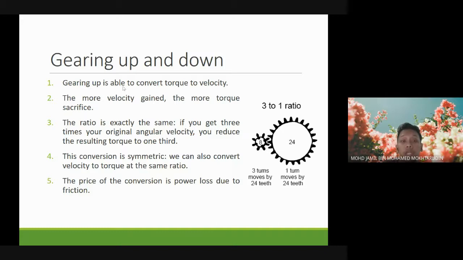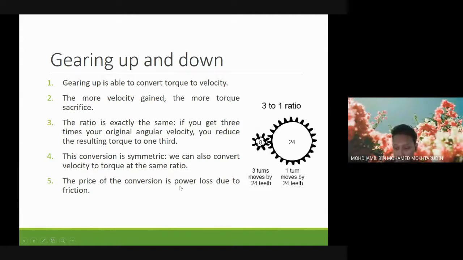So the more velocity gained, the more torque is sacrificed. If you use a higher gear, you get more velocity, but you sacrifice torque. The ratio is exactly the same. If you get 3 times the original velocity, then you reduce torque by 3 times. So in this example, the gear ratio is 3:1. This conversion is symmetric, so we can also convert velocity to torque at the same ratio. The price of the conversion is power loss. There will be power loss due to friction, but usually we ignore friction.